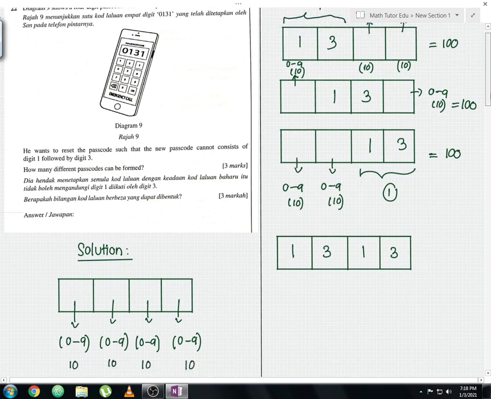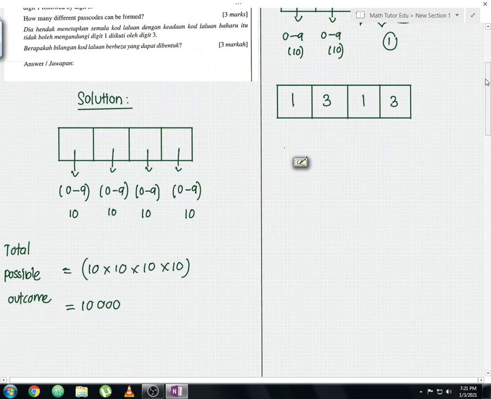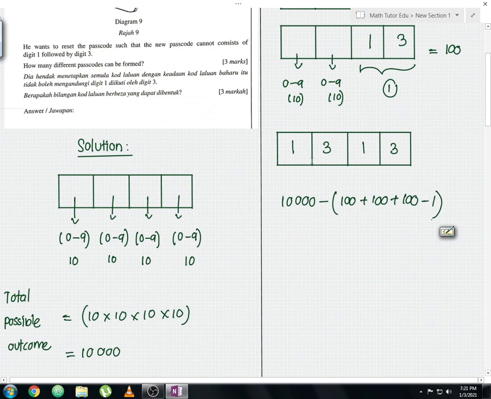So in our calculation, the passcodes you can form will be equal to 10,000 minus, in a bracket, 100 plus 100 plus 100. And the most important thing, you need to minus 1. Why minus 1? Because of this special case where 1, 3 and 1, 3 occurs 2 times. Since it occurs 2 times, it is counted as 1.